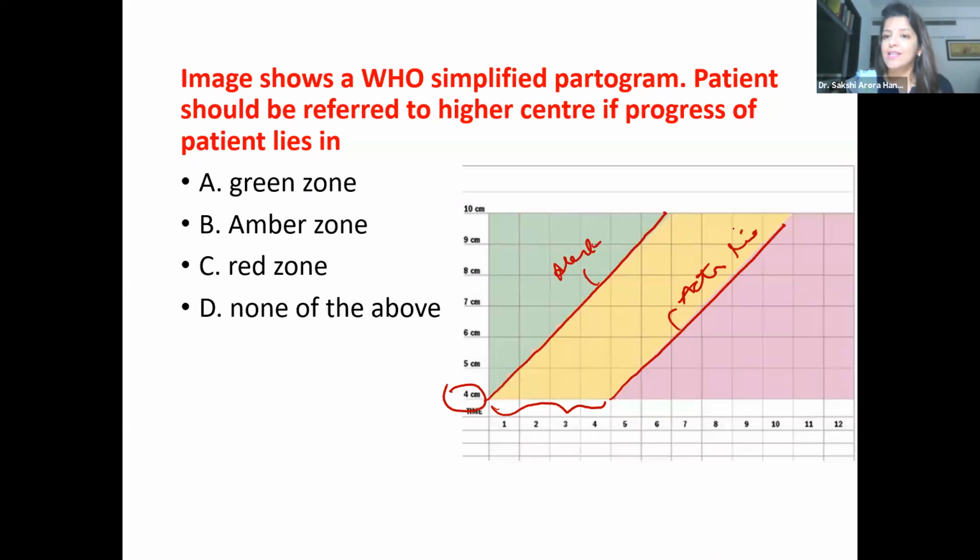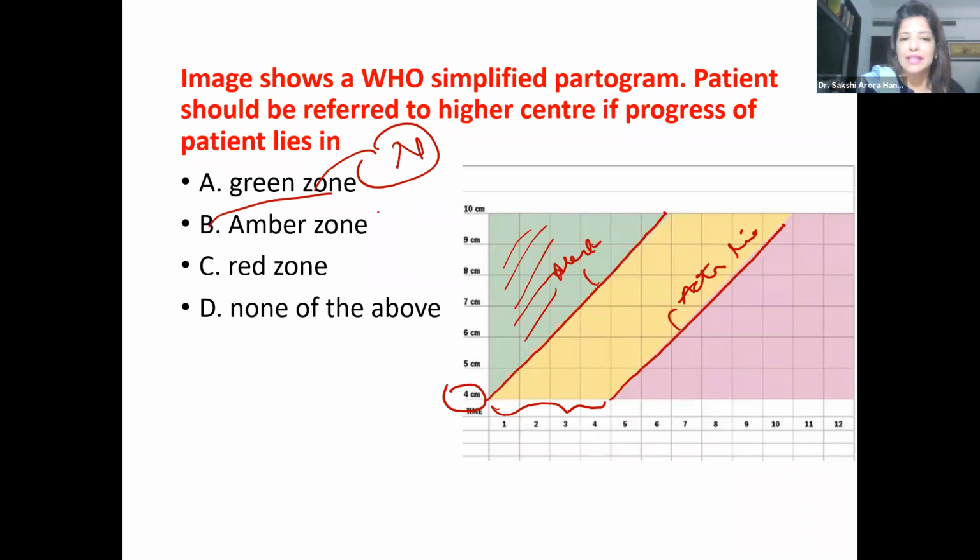So I just now told you, if progress of your patient is lying to the left of alert line, that means in this green zone, that means it's a normal progress. If it is lying between alert line and action line, that means in the amber zone, now you, as an obstetrician, have to get alerted. And if you are sitting in a primary center, you have to refer the patient to a higher center.